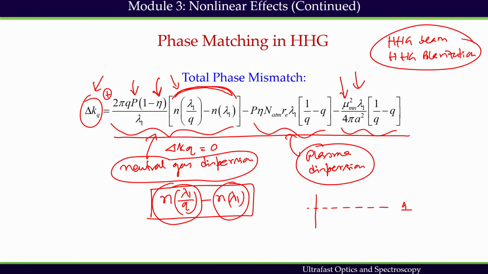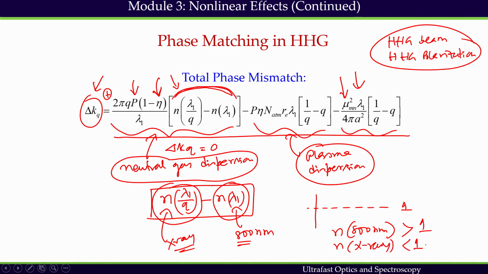This is the driving field. So this refractive index is, let's say, the 800 nanometer refractive index, and this refractive index is going to be the X-ray refractive index. In general, the medium's 800 nanometer refractive index is always going to be greater than 1, and the X-ray refractive index is always going to be less than 1. That is important, and there are important consequences for this for X-ray optics.